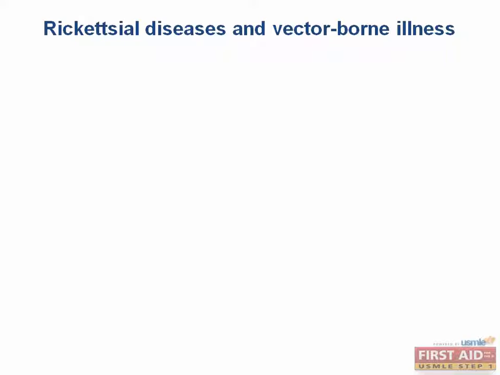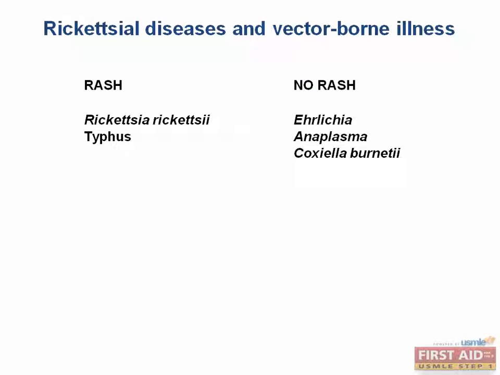Let us first talk about the most striking feature that helps us differentiate these various infections. Of course, I'm talking about the vasculitic skin rash that is associated with Rickettsia rickettsii and typhus. Contrast this with Ehrlichia, Anaplasma, and Coxiella burnetii, which are never associated with a rash. And what is the classic triad of Rickettsia and typhus? The answer is headache, fever, and of course our vasculitic rash. Okay, what is the cause of this rash? Why do I say it's a vasculitis?